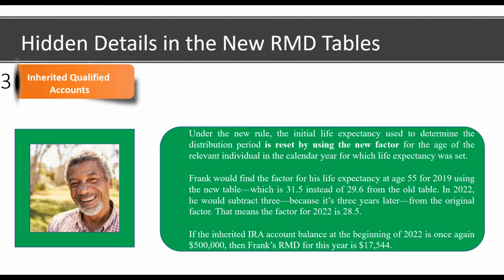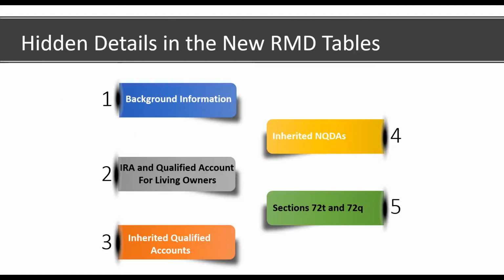If you've got non-spouse beneficiaries of qualified accounts, IRA accounts, that have been taking RMDs based on pre-Secure Act rules, it's a good idea to touch base with them and let them know that their RMDs are going to be calculated differently, and their RMD for this year may in fact be lower than it was last year.